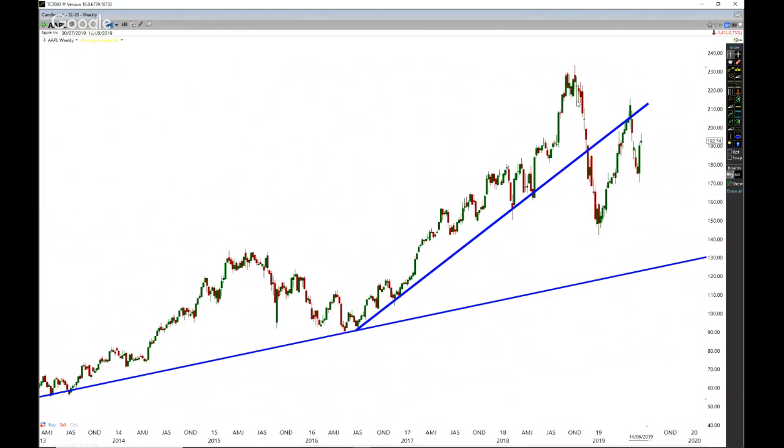Look what happened here. As soon as Apple came down and broke this level, look what happened. Came back up. We rallied up strongly, didn't we? Look where it bounced. Look where it found resistance. Right at that level through there. And then we came back down, and look where we are right now.